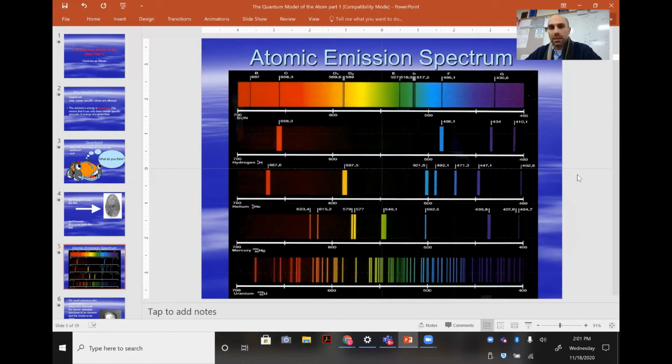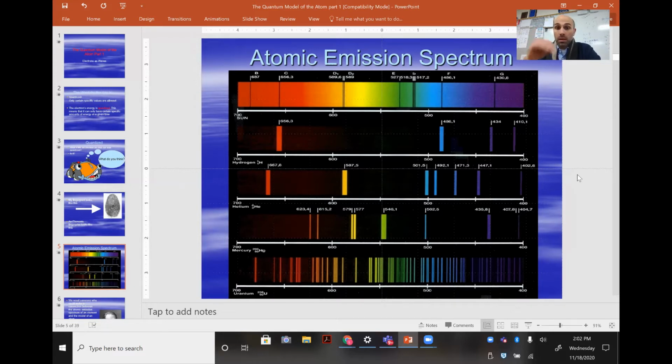So take a look at this. This is the atomic emission spectrum. Now, looking at this, we see that the very top, it almost looks like what you would see in class if I were to show you a poster of the electromagnetic spectrum and the visible light portion. It is a continuous rainbow. Now, yes, there are some black lines in there. I understand that. There is a little bit of some blips. However, the majority of this is a continuous spectrum.